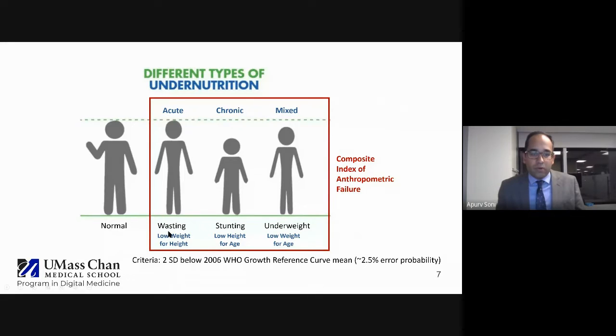Acute form of undernutrition is measured by low weight for height. Chronic forms of undernutrition, and these are approximations, so there is definitely a lot of overlap between these three types. But for the sake of generalization, chronic state of undernutrition is considered as low height for age, and then mixed is low weight for age. However, when we combine all of them, we can also calculate a composite index of anthropometric failure.